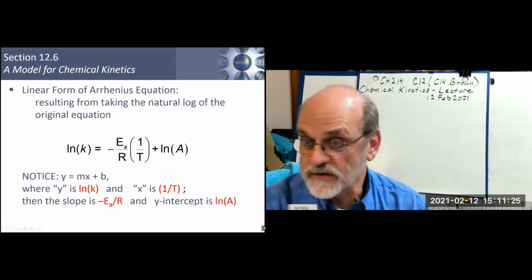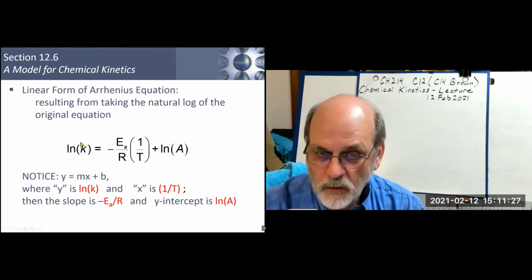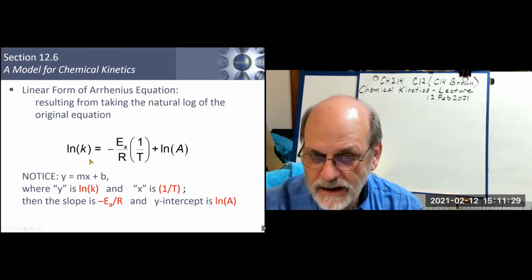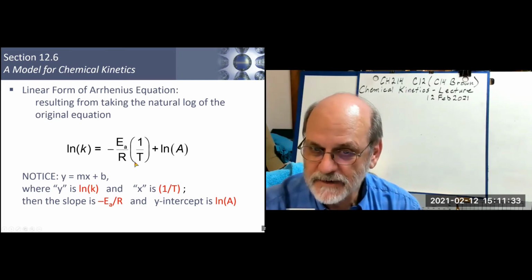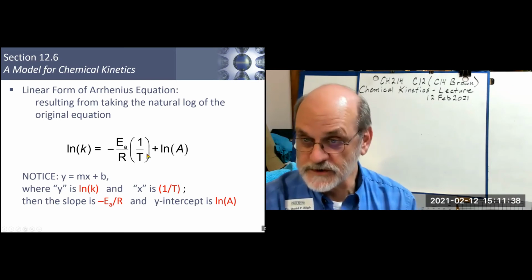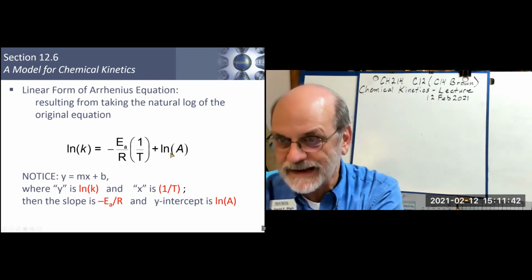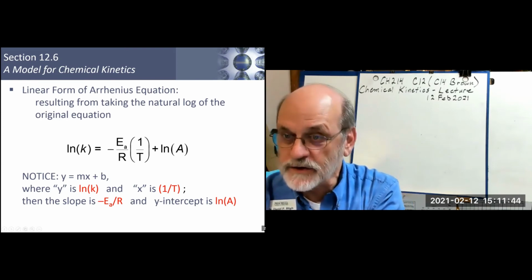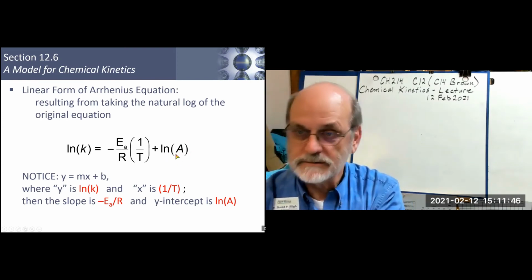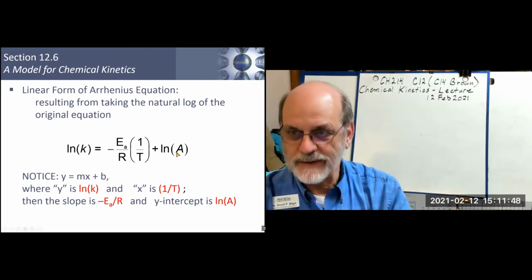So notice what we've got here. We've got Y equals M, the slope of the line, times X, which is the reciprocal of temperature, plus B, the log of A. So the y-intercept will give you this value after you change it back to A.